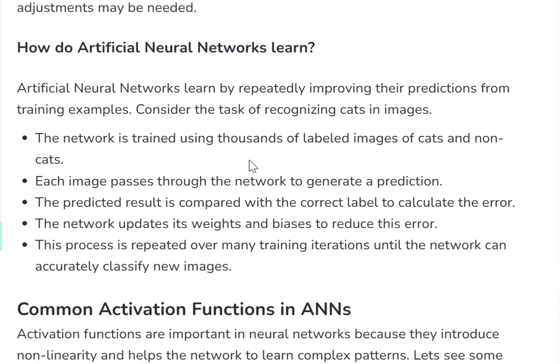How do artificial neural networks learn? They learn by repeatedly improving their predictions from training examples using forward propagation and back propagation. Consider the task of recognizing cats in images.